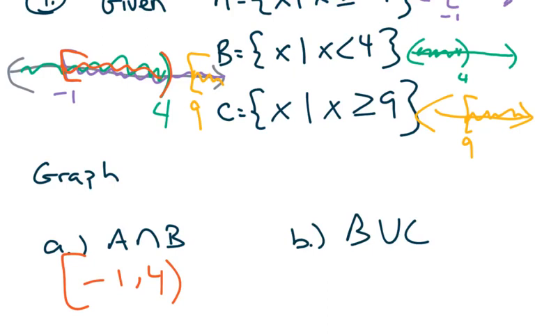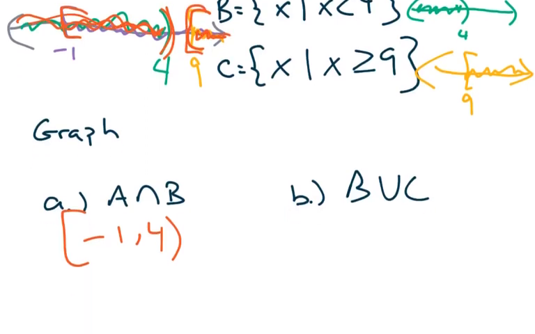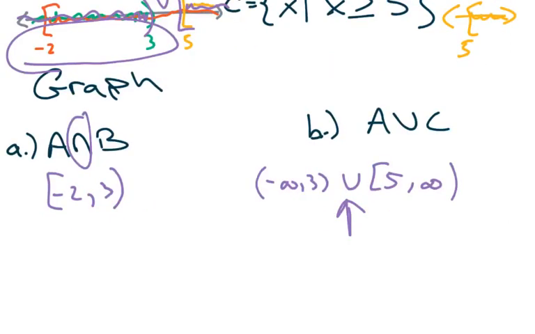Union means it's everything of B and everything of C, and we're going to see the same thing as before. So 4 is still here, and 9 is over there. In other words, B is the first one I drew out, and C is the second one. So we're going to have the same sort of thing. So we're going to say -infinity to 4 union 9 to infinity.